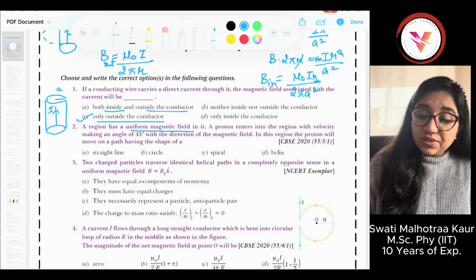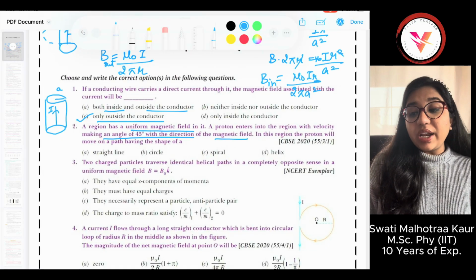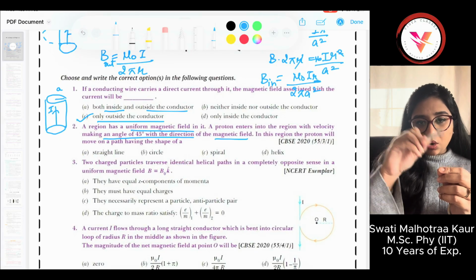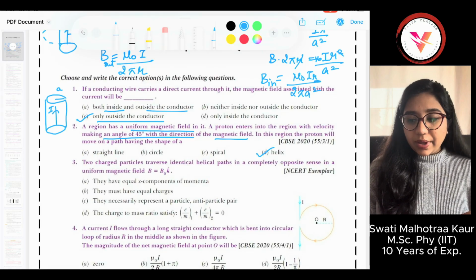So here it enters with velocity making an angle of 45 degrees with the direction of magnetic field. So that means that it will move in a straight line and also in a circle. That means in a helical motion, that is helix. Okay.